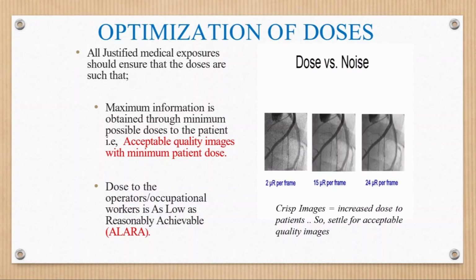So how can doses be optimized? Let us take an example of a medical examination. Suppose these are pictures of the same patient with 2 micro Roentgen per frame, 15 micro Roentgen per frame, and 24 micro Roentgen per frame. The same patient has taken 3 images. You can see that in this picture you can easily visualize the ventricles, a simple heart image, but your dose is very low. So you can go ahead with this. This is called optimization of dose, because in these pictures you are getting sufficient resolution and your purpose is satisfied. So you must go with this examination, that is called optimization. This is also called the ALARA principle.